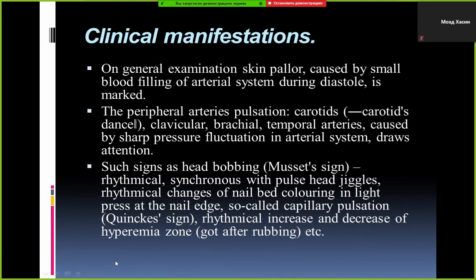General examination. On general examination, we may detect paler skin color caused by small blood filling of the arterial system during diastole. Also, we may detect peripheral arteries pulsation, such symptoms as carotid dance symptom, Musset symptom, Quincke's sign, and so on. So revise your knowledge about these symptoms from the previous semester. We have talked about these symptoms.